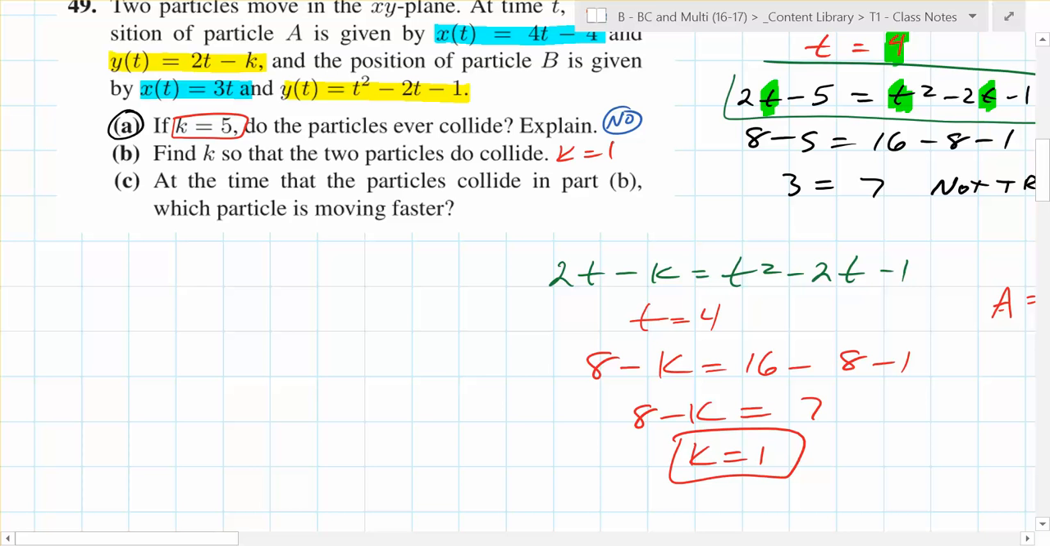At what time do the particles collide in part B? Well, k isn't a time, right? At the time, which particle is moving faster? What's the equation for speed if it's in parametric? It's the magnitude of velocity. So what's that going to be? The square root of what?